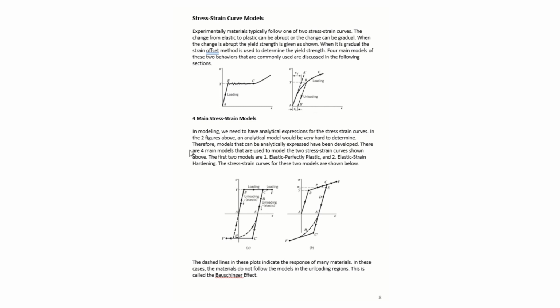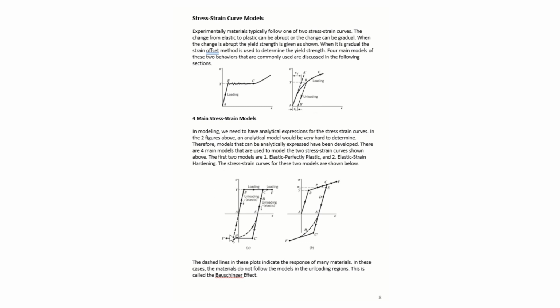The first two models are shown here below. The first one is what we call elastic, perfectly plastic. What happens here is during loading, we go elastic. Once we hit the yield strength, we go flat, we go horizontal during the loading. So the stress would not continue to increase, but the strain would continue to increase. So this is loading. Then as we unload, we drop back down in the unloading region, and we come all the way down here to point C and then over.